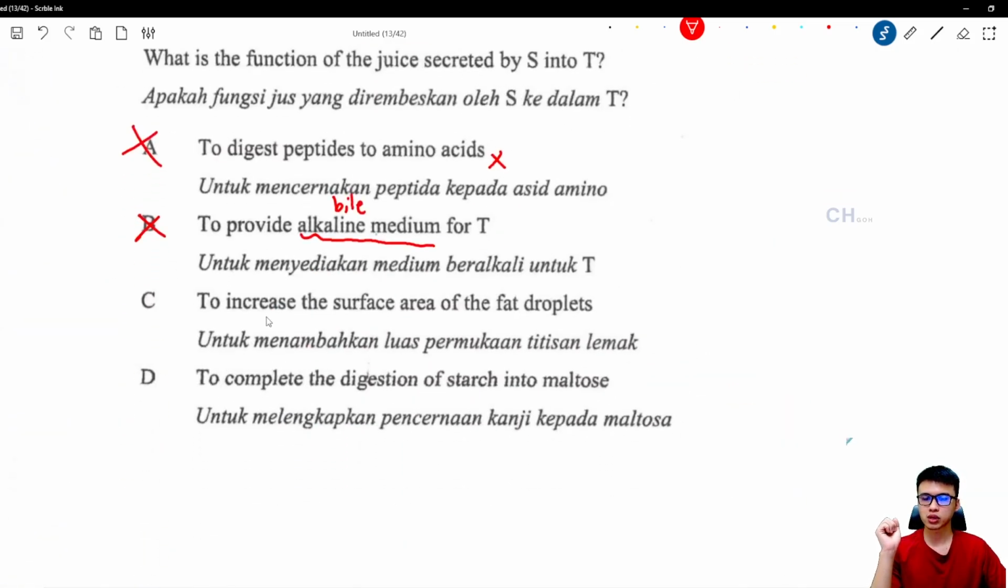So to increase the surface area of fat droplets, this one is also done by bile, not the job of the pancreatic juice. The last answer here should be D, to complete the digestion of starch into maltose. As many of you already know, starch will be digested in your mouth by your salivary amylase, but the digestion in the mouth is always incomplete. So you still need to digest the remaining starch in the duodenum into maltose, so that it will be completely digested. Answer here should be D.